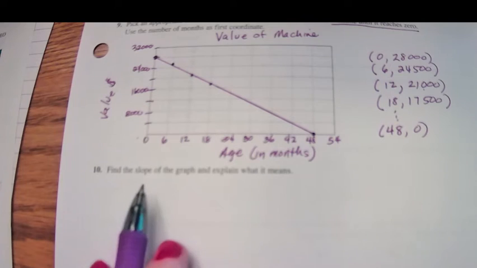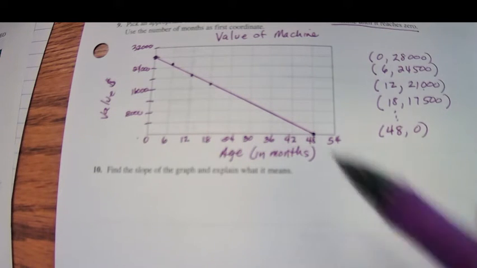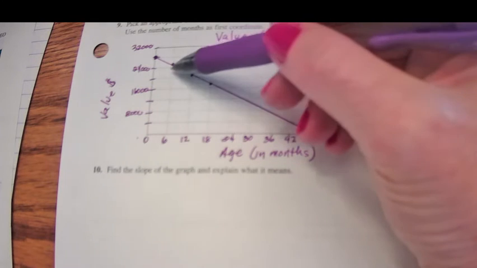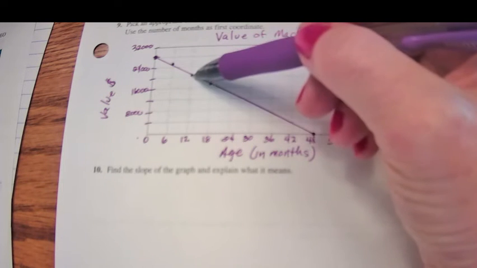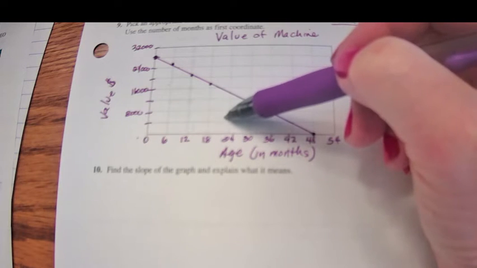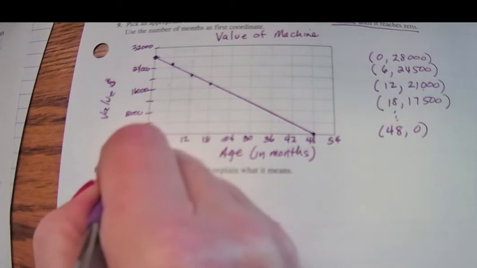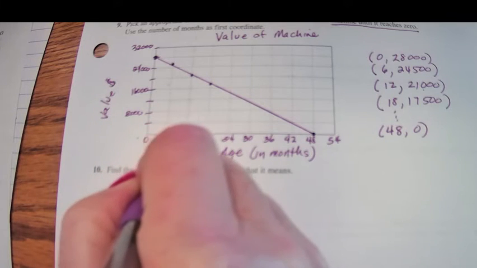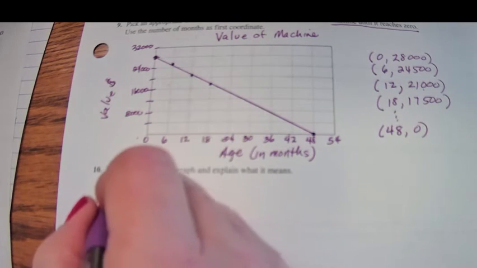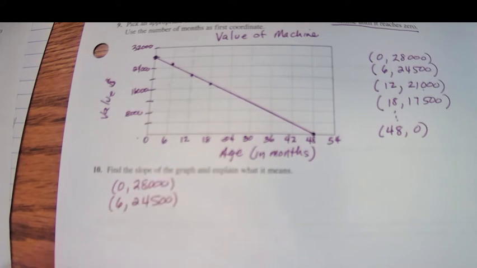And so this question says, find the slope of the graph and what it means. The slope in this graph means how many down, how many over, how many down, how many over. So to do that, we pick any 2 points. I'm going to pick 0, 28,000, and 6, 24,500.